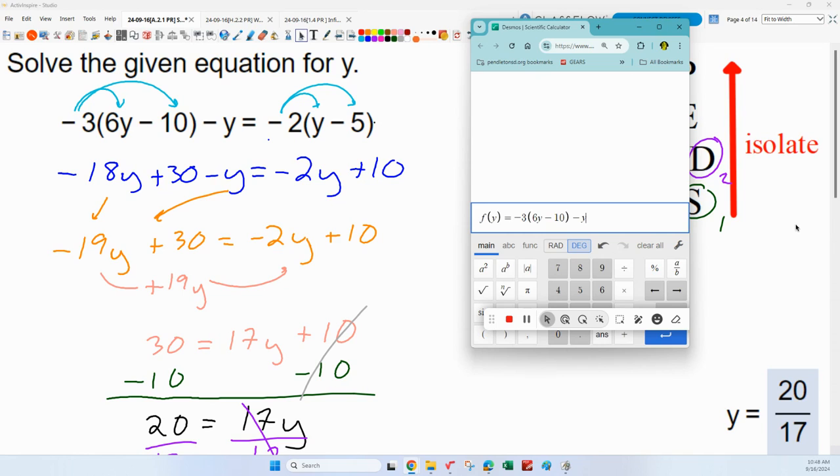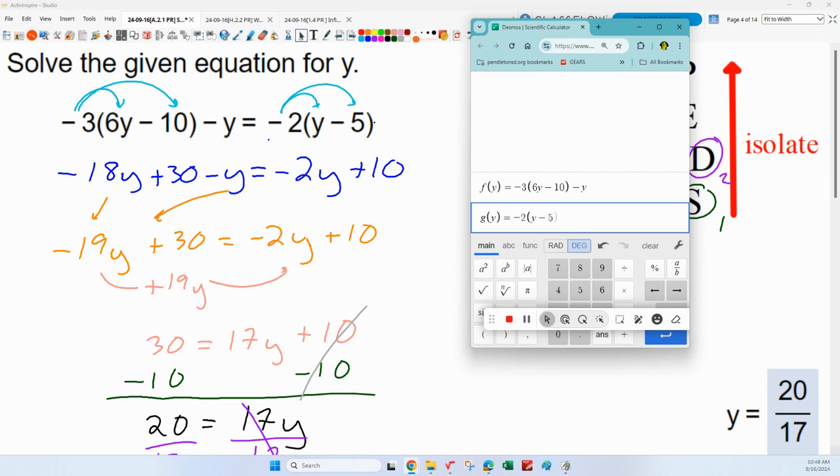Okay, what do I do? What's next? Oh, good, the next thing. So now the g is equal to the stuff on the right side, right? So I'm going to define what's on the right side. So we're going to say g of y equals everything on the right side. Well, the right side is just -2 times the quantity y minus 5. Okay, we're all set.